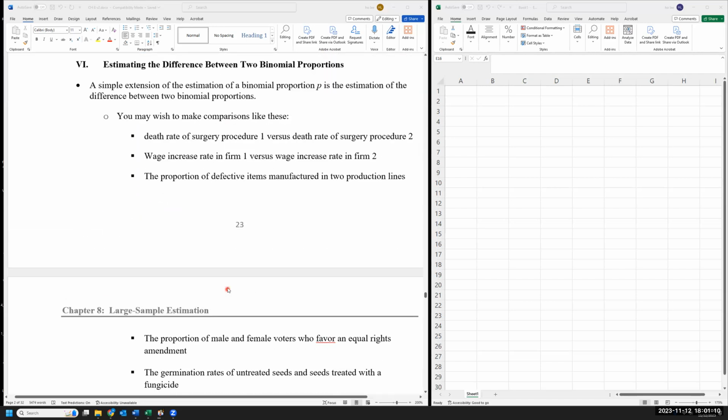So let's go over this real quickly. Estimating the difference between two binomial proportions. Okay.